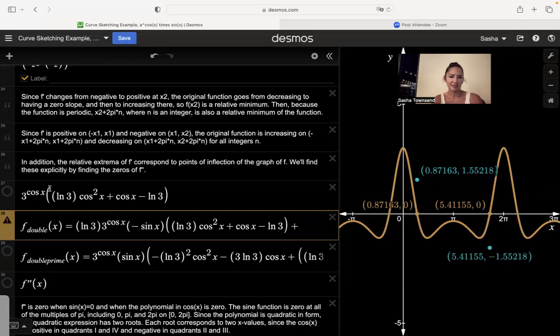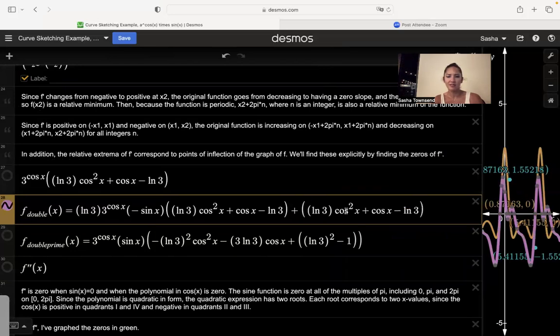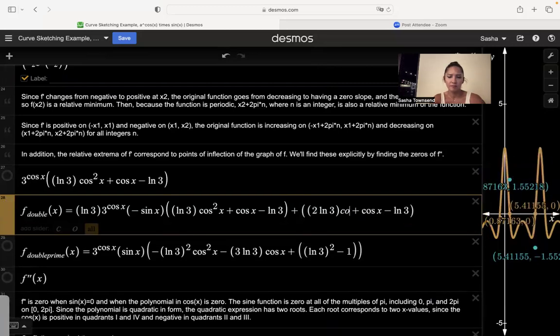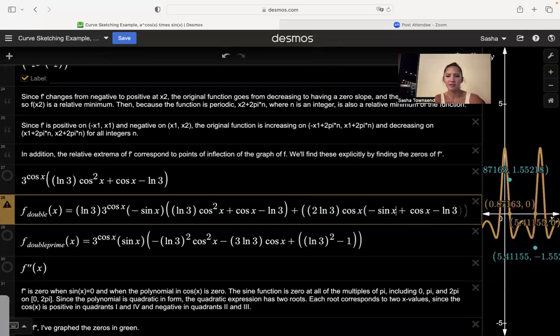Plus the derivative of the second. Now the derivative of the second requires the chain rule as well. So we're going to have, from this piece, the natural log of 3 is just a constant. And the derivative of cosine squared is 2 times cosine of x by the chain rule. So the derivative of function squared is 2 times the function times the derivative of the inside. So we've got a negative sine of x there. And then the derivative of cosine of x is, of course, negative sine of x.